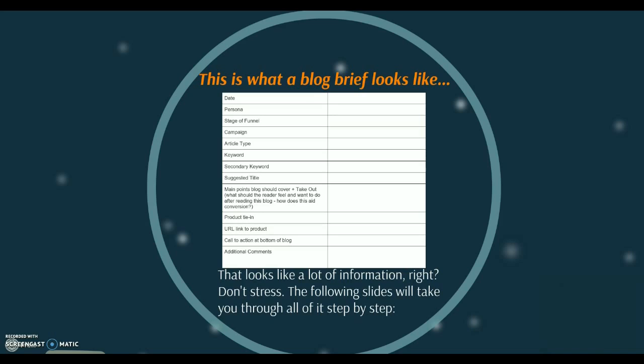Next, the URL link to the product. That is, if we are linking to a product, obviously that needs to be supplied so that the writer can put that into the brief, into the blog. And additional comments: anything else that the person who wants the blog written would like to include in that blog, any other references, anything that the writer should be looking at, these types of things. So really just a collection of information that helps the person writing the blog do a really effective job.